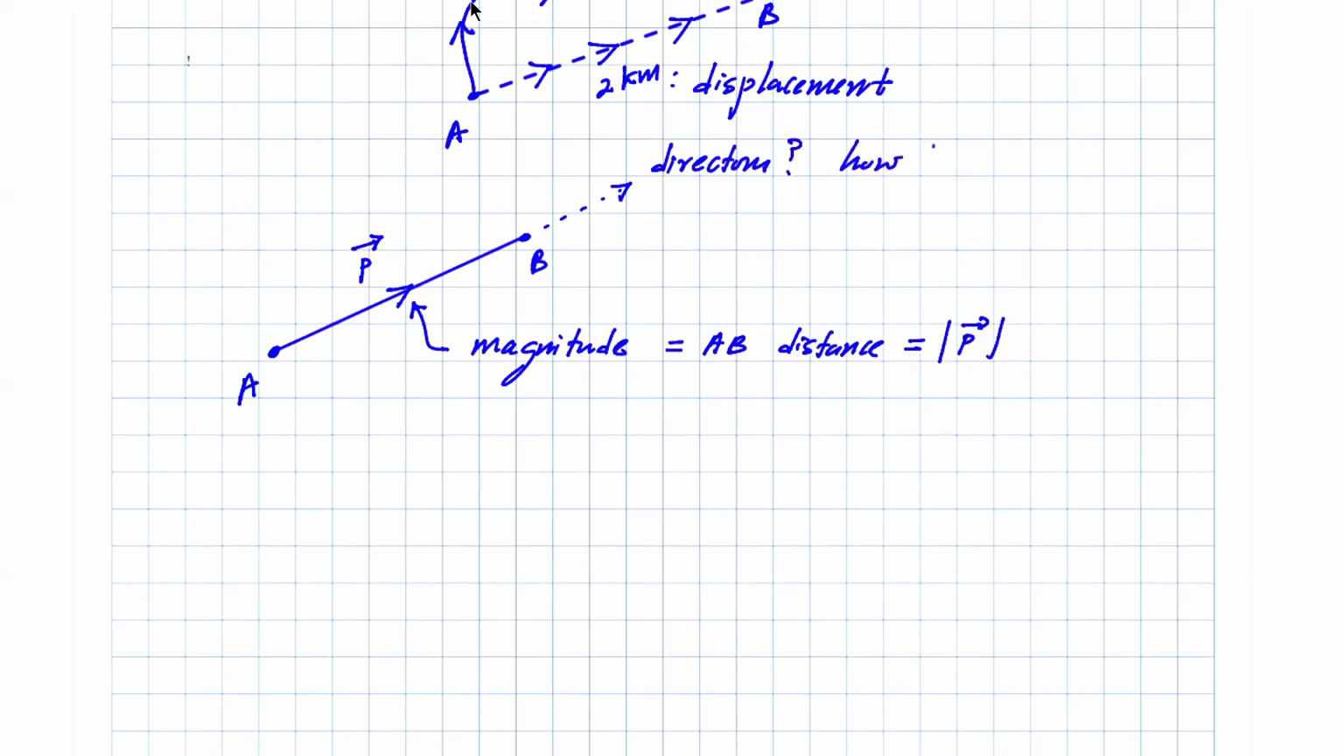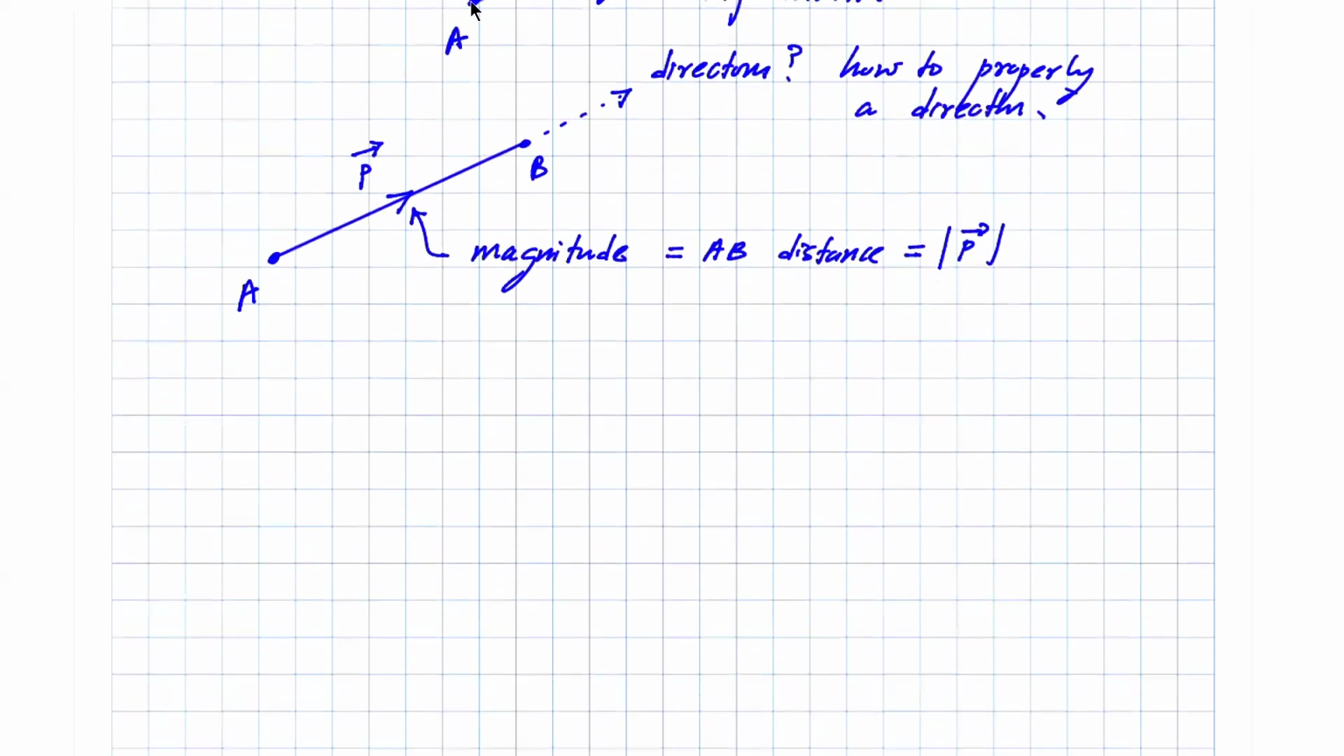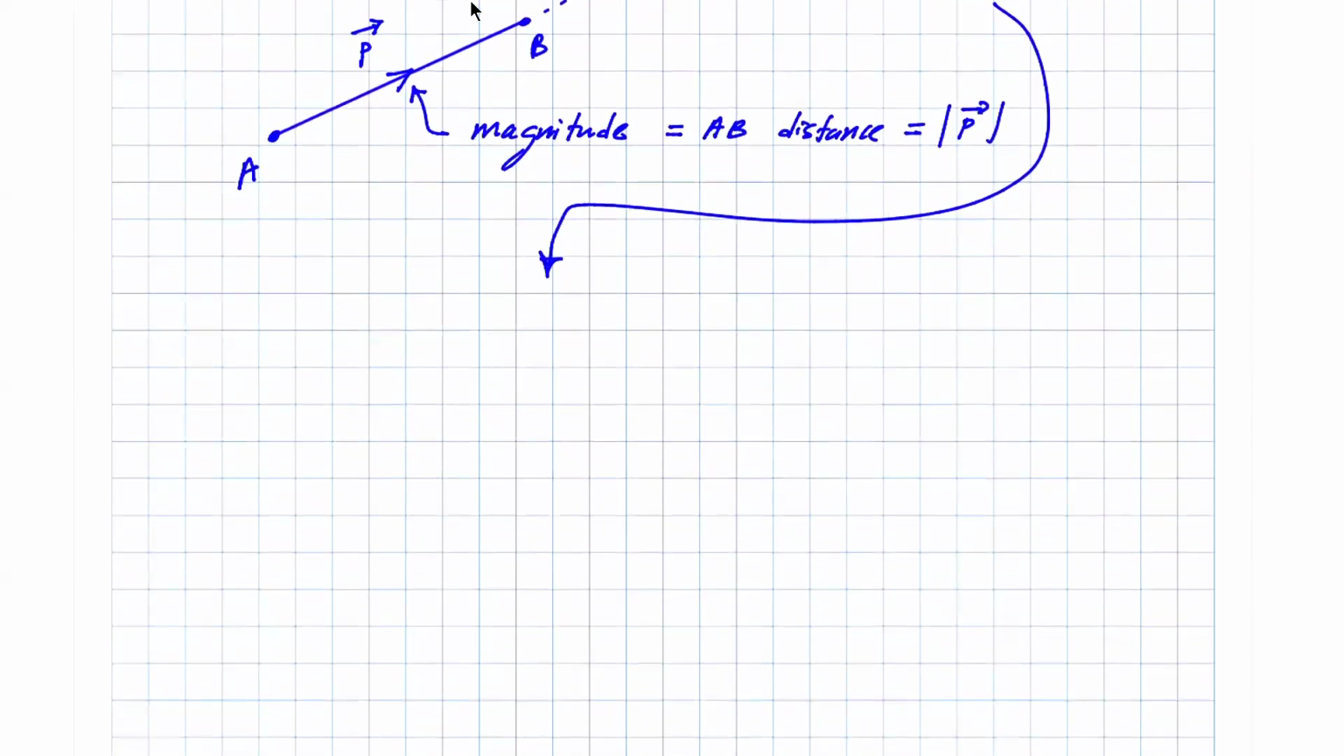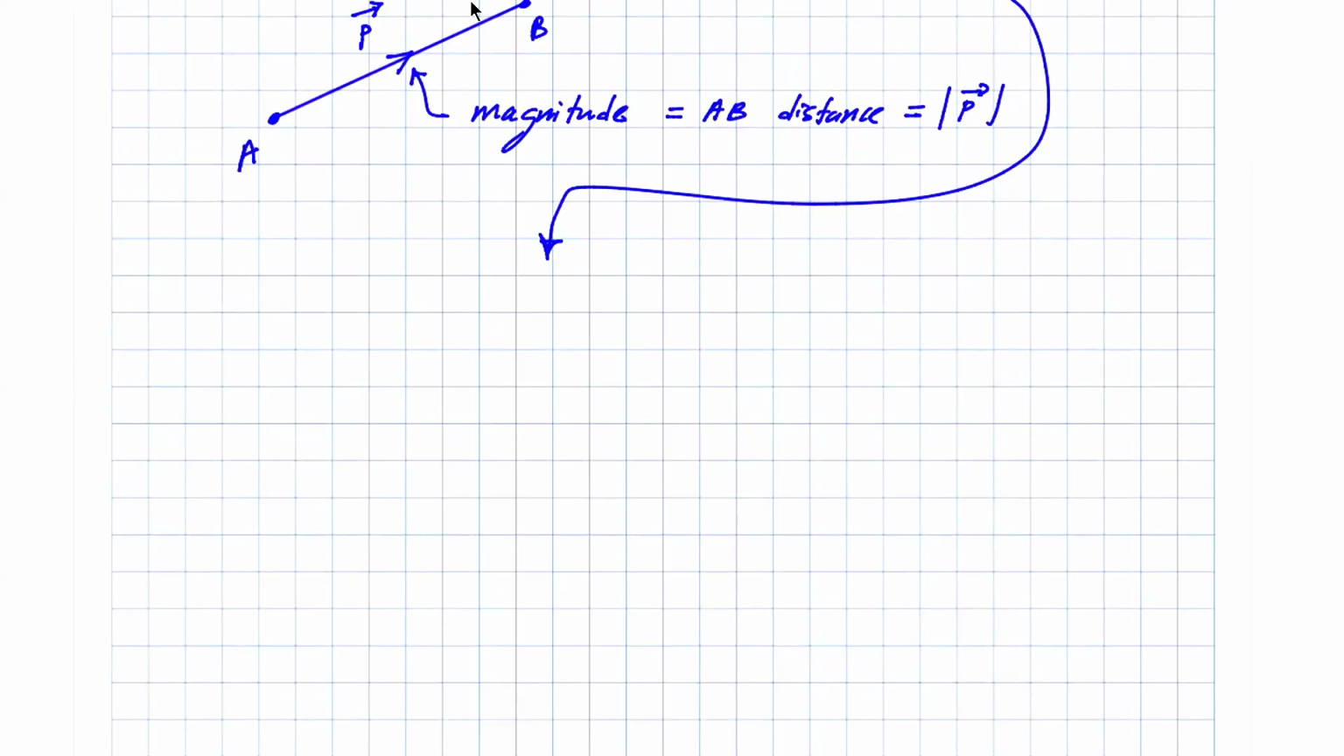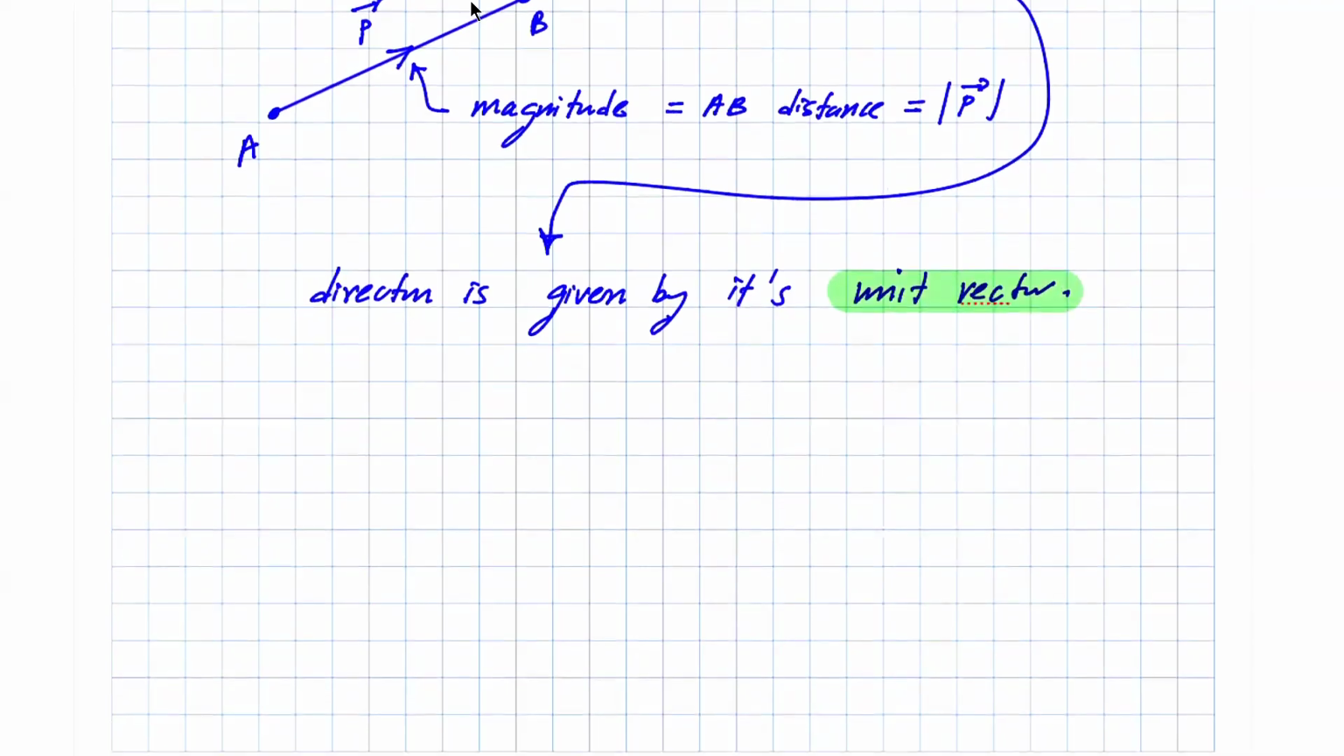How to properly define a direction? This question I'm going to discuss here. Direction is given by its unit vector. I will explain what a unit vector means.